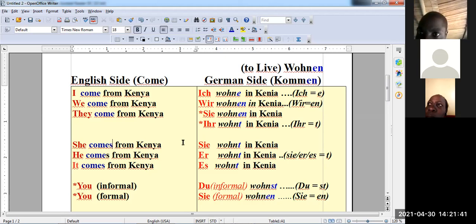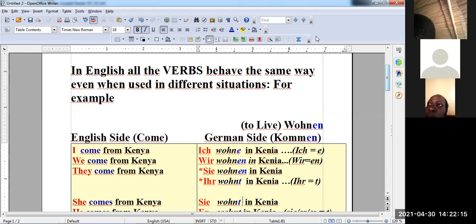So I tell people, just convert that S: S equals T. Where you put S in English, in German put T. She comes. She lives. Sie wohnt. He lives. Er wohnt. It lives. Es wohnt. So where there's S in the English verb, put T as well. These are the formulas.